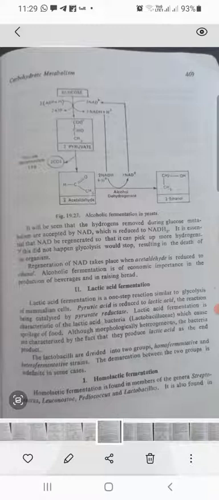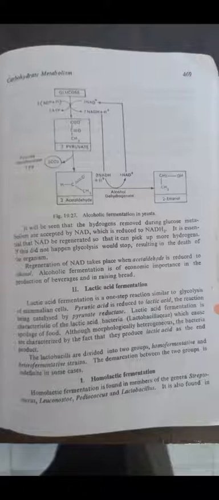Lactic acid fermentation is the characteristic of lactic acid bacteria, the Lactobacillus family, and these organisms cause spoilage of food. Although morphologically heterogeneous, they are characteristically producers of lactic acid as the end product. The lactic acid bacteria are divided into two groups: homofermentative lactic acid bacteria and heterofermentative lactic acid bacteria.